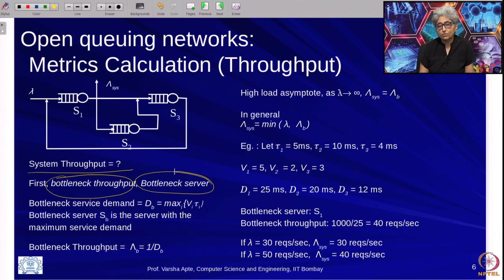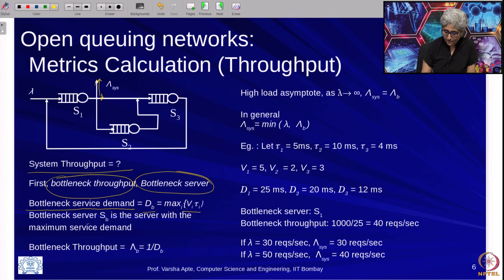The bottleneck throughput is going to be determined by the service demand, not the service time. So we first define the bottleneck service demand, which is the number of visits multiplied by the per-visit service time. You take the maximum of that, and that is D sub B, your bottleneck service demand. The server which has to do the most work per request across all the visits is going to be the bottleneck server, right? That is going to be the one that determines the maximum output capacity of the queuing network.